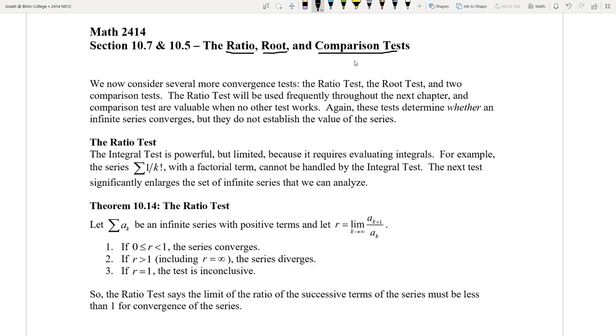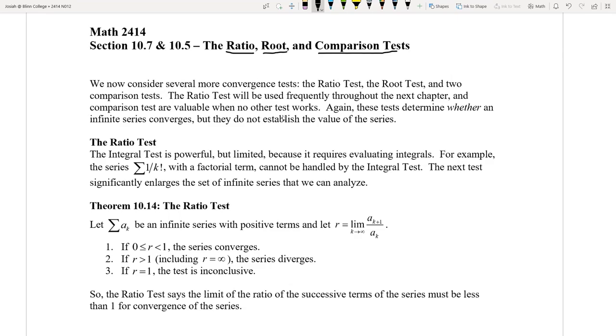So ratio and root will be our first line of defense if we've already looked and seen it's not geometric, telescoping, or a p-series. We'll go ahead and apply ratio or root. If those don't work, we'll start looking at comparison tests. If that doesn't work, then we'll look at integral tests. So again, these tests determine whether a series converges, but do not establish the value. So that's our question here, whether a series converges or diverges.